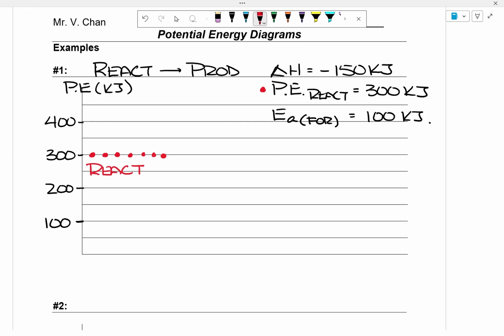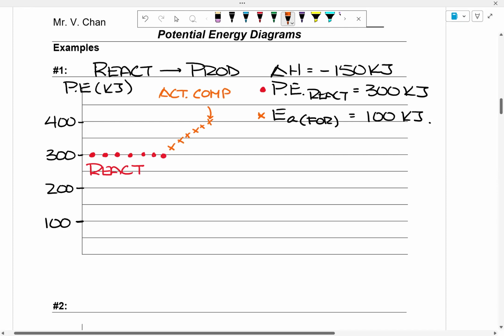Now, the next one is the activated complex. So let me put that in orange. Here, the activation energy for the forward reaction is 100. So what that means is that the reaction goes up by 100 to form the activated complex. So here would be the activated complex.